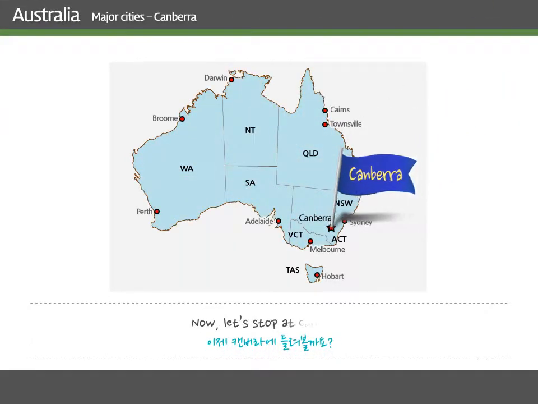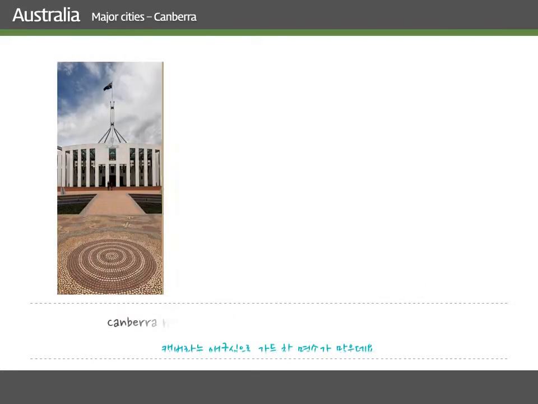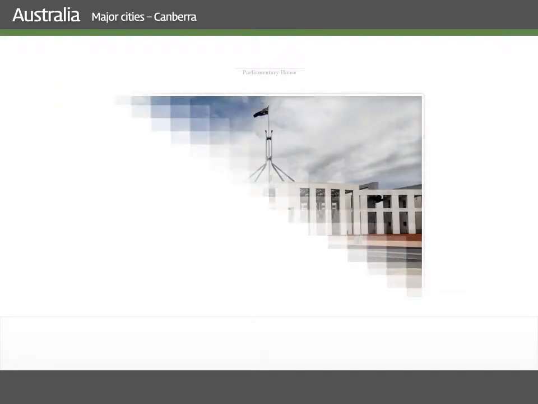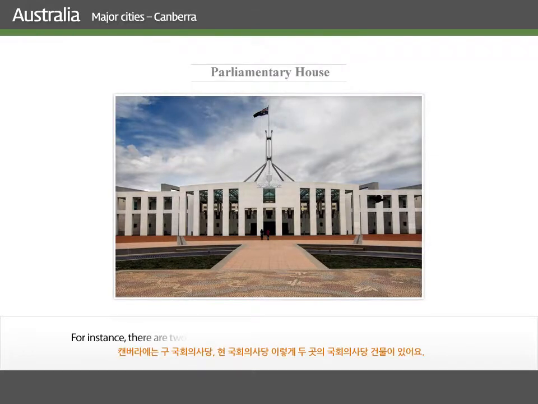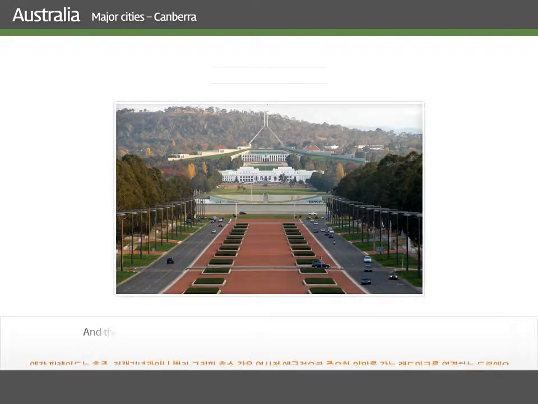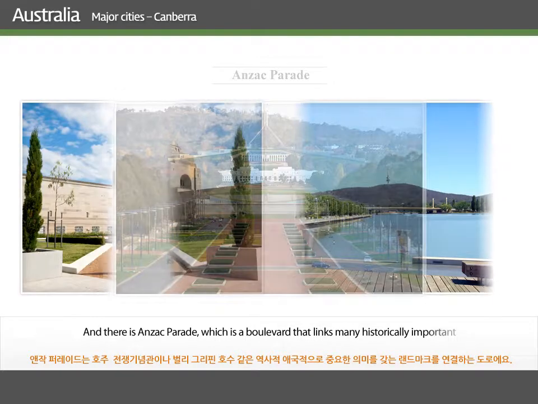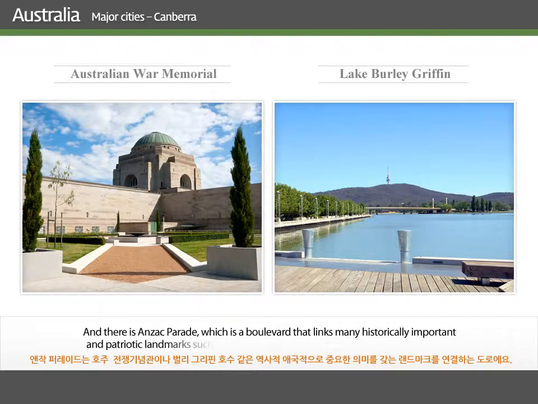Now, let's stop at Canberra. Canberra has many places that symbolize patriotism. For instance, there are 2 parliamentary houses in Canberra, the old one and the new one. And there is Anzac Parade, which is a boulevard that links many historically important and patriotic landmarks such as the Australian War Memorial and Lake Burley Griffin.